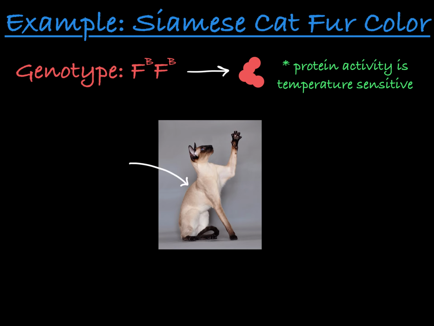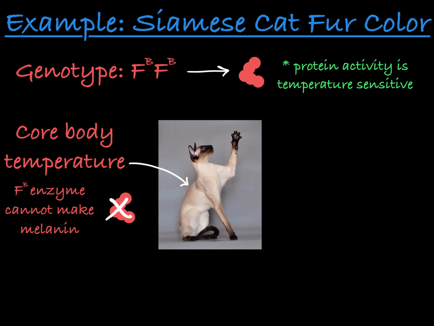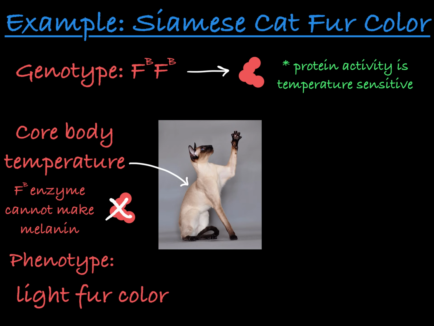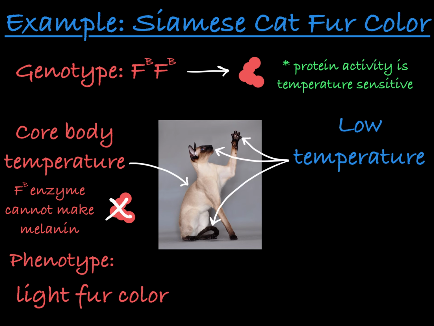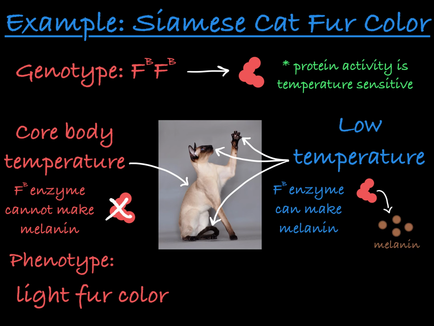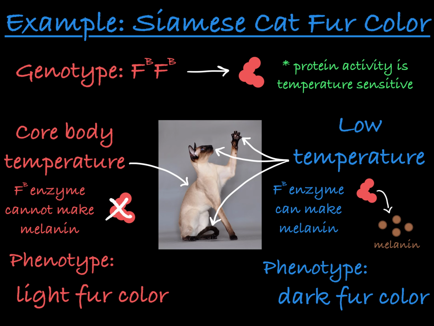So in the core of the body, where it maintains a high core body temperature, the cat's fur will lack melanin and be this lighter color. But at the cat's extremities, where the temperature may be lower, like its nose, ears, feet, and tail, the enzyme is functional, allowing for the production of melanin in the fur in those areas. This temperature sensitivity gives the Siamese cats their signature fur color pattern, with darker areas around the nose, ears, feet, and tail, where the enzyme is able to make melanin, and a lighter body where the enzyme is not able to function to make melanin.